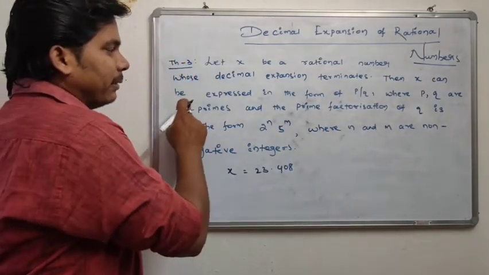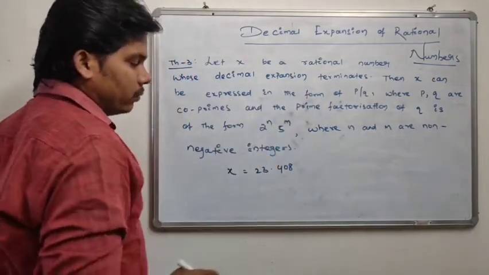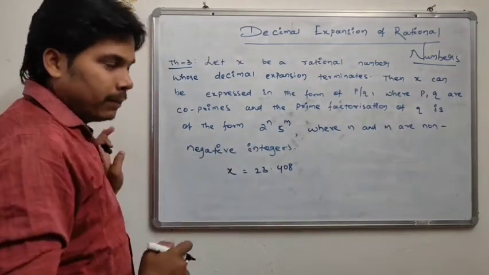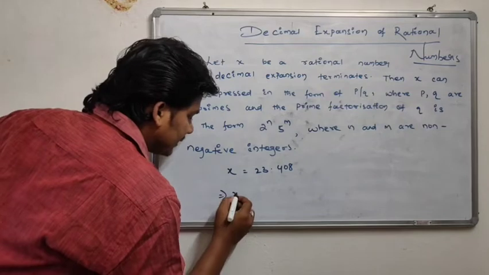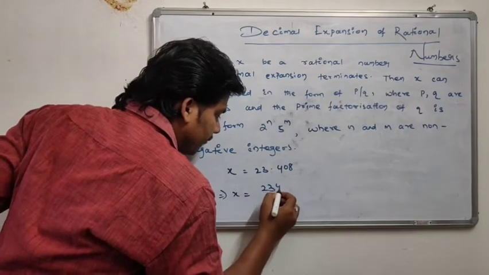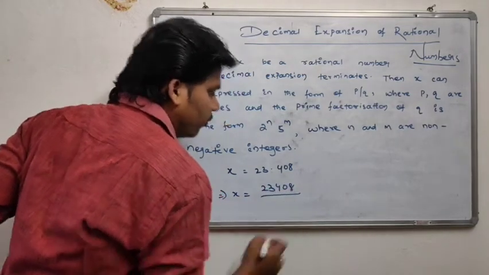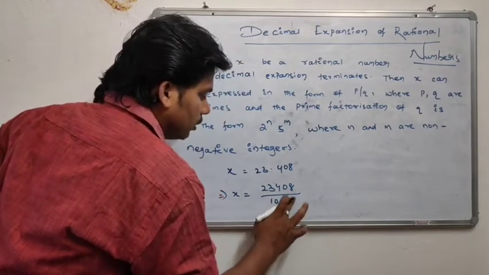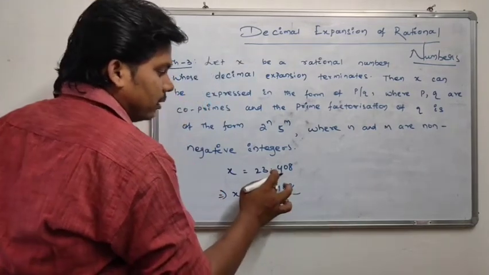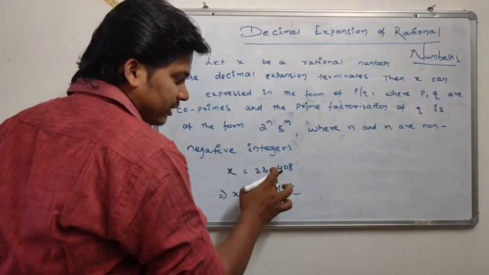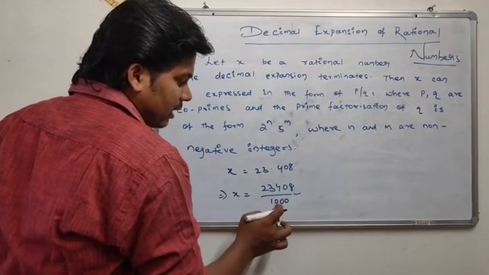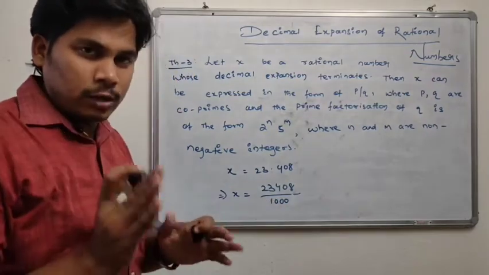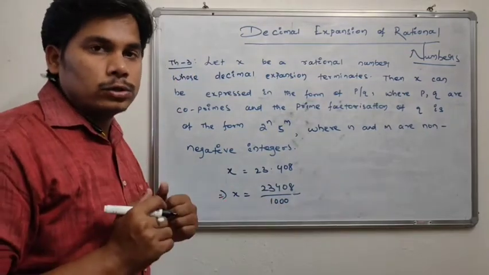Then x can be expressed in the form of p by q. Means this x can be expressed in the form of p by q. Means x equal to 23408 by 1000. How does it come to 1000? Because after the decimal there are 3 digits. I will put 1 in the denominator followed by 3 zeros. This is a short trick we can use to remember.